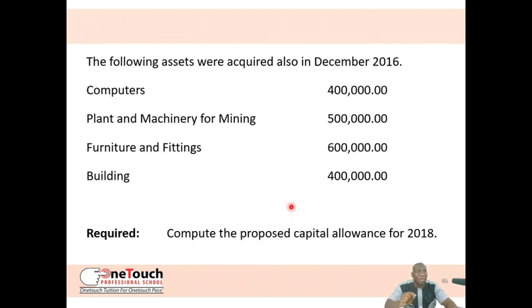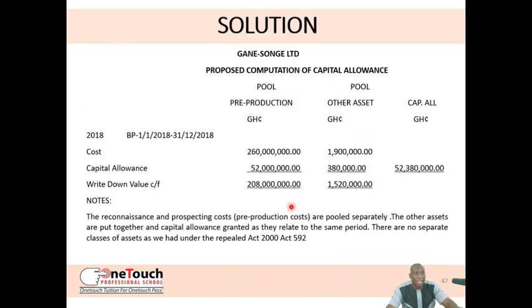Then these assets were also acquired before production, but they are tangible assets. So we want to separate the tangible ones from the intangible. So you look at the headings. Ganisonge Limited proposed capital allowance for the year 2018. So this is a year of assessment, and this is a basis period, January to December. But it depends upon the particular company in question.